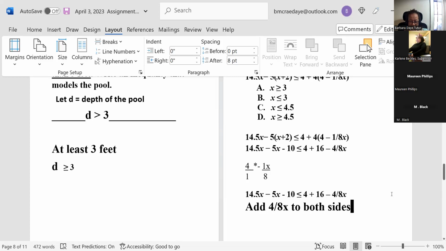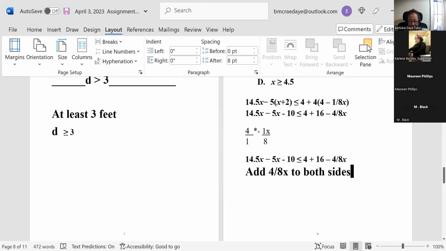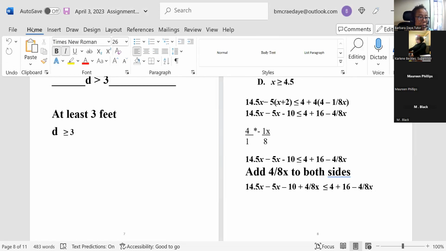Okay, so let's do that. Add that to both sides and combine your x's. Let me just put this here and add the 4/8x, plus 4 over 8x. All right, and on the right side, plus 4 over 8x.